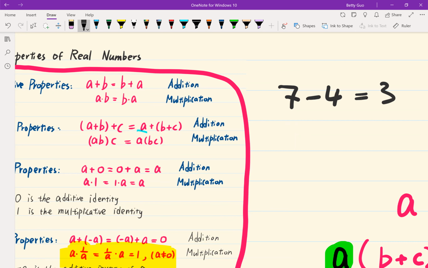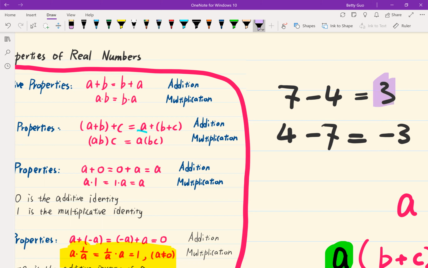But could we interchange the two values in the subtraction? Like I put 4 first. I use 4 minus 7. What is 4 minus 7? Yeah, -3. They are not equal anymore, right? They are not the same.